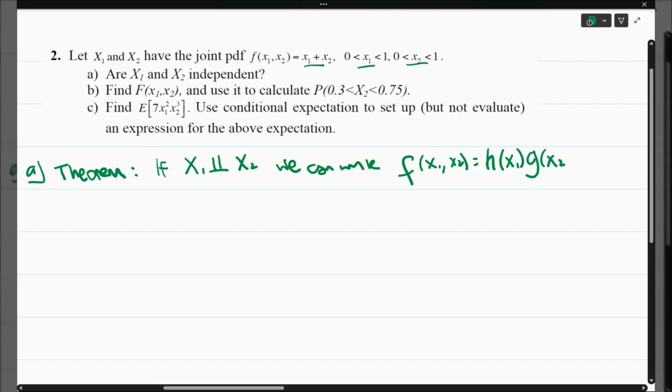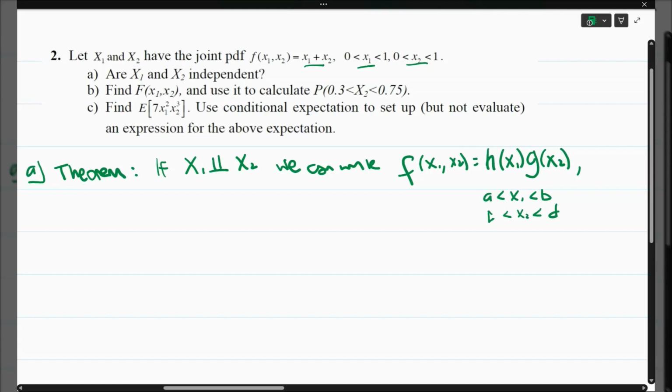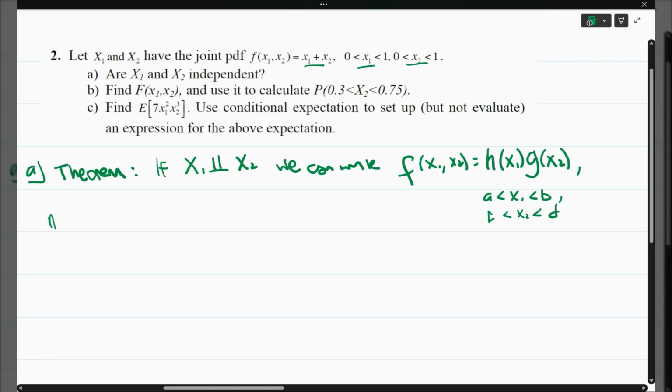Even more so, the theorem said that we can separate the joint into two pieces, which would look a little something like that. So the theorem is the way we want to go, not the definition in this case. But note, while the supports are separable, it's a rectangular support, which is a prerequisite to be independent.